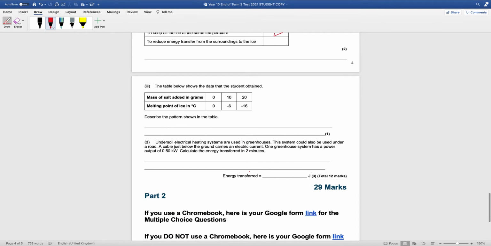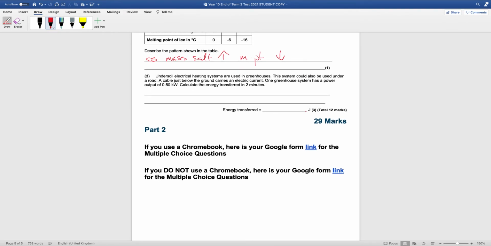Describe the pattern. As the mass of salt rises, the melting point falls. That's all you can say. You cannot say proportional, because it clearly isn't, or inversely proportional, because again it isn't. It is not falling by equal proportions. So it is not inversely proportional. So don't try to be clever unless you know it's inversely proportional. Don't say so.